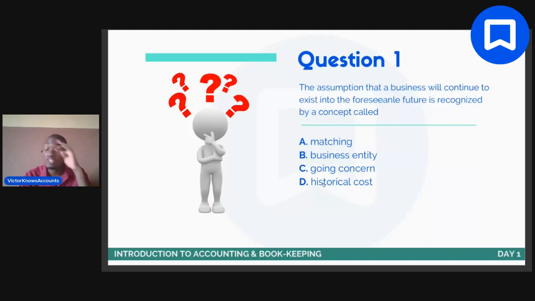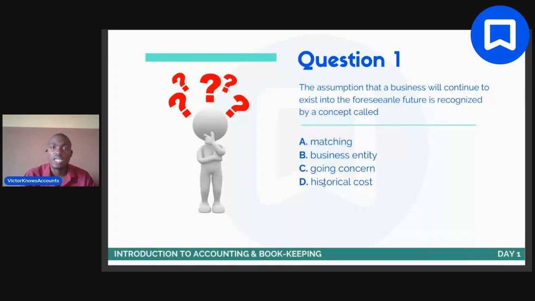All right. So clearly, it is going concern that assumes that a business will continue to exist into the foreseeable future. That means a business is a continuing concern, a continuing entity. Just like the word means, going concern means this business is going on and on. So the answer to this question is C.